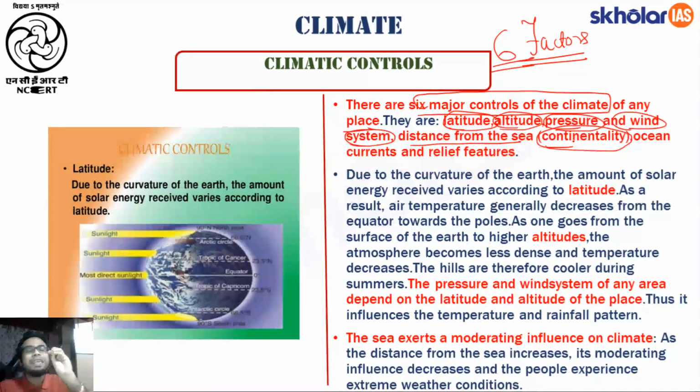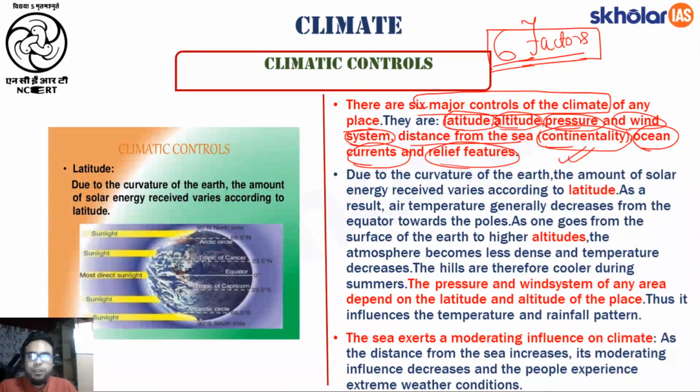Continentality means the interiors. If a place is farther away from the oceans or the seas, it will be beyond the effect of oceans and seas, right? And that phenomenon is called continentality. Then we have the other factor, which is ocean currents, and then we have the relief features, right? So these are the 6 factors, right? Let us go through these factors briefly before talking in much more detail about them, right?